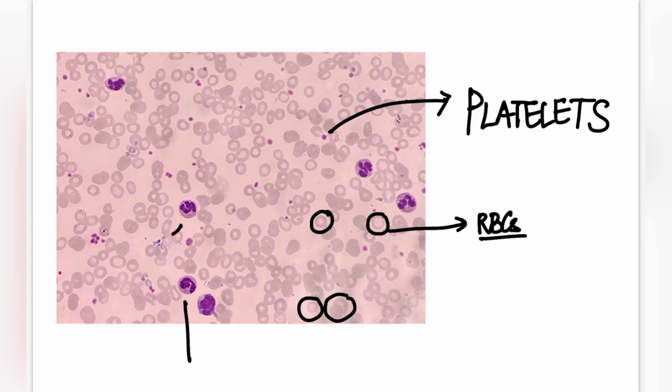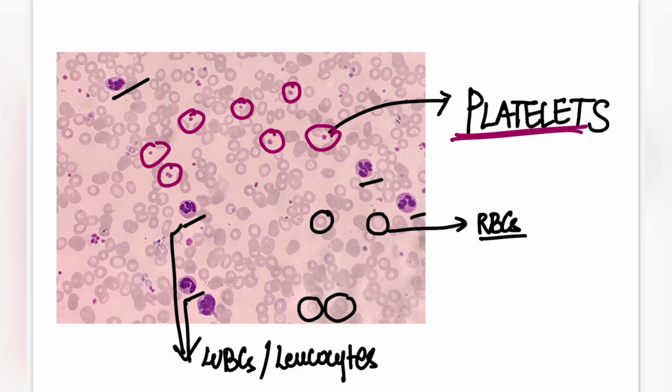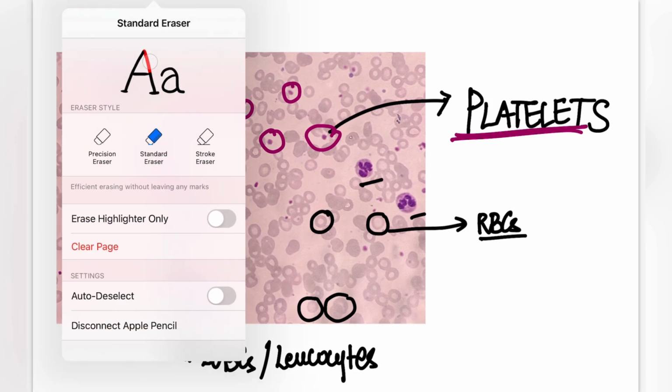Coming to the next cell that we can see, these. All of these are WBCs, also known as leukocytes. How do I know that they are leukocytes? They are the only nucleate forms that you usually see from the three lineages of cells in a peripheral smear, and as we can see, all of these are neutrophils. Coming to the last cell and the cell of our interest, these small tiny pink fragments that you see here, all of these are platelets. So this is how a normal platelet smear looks.